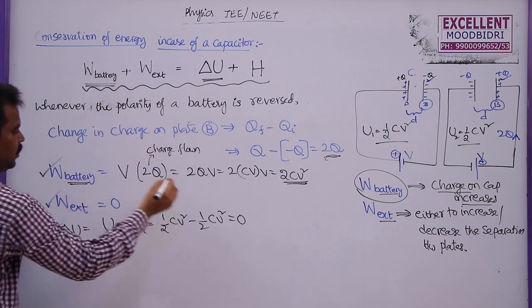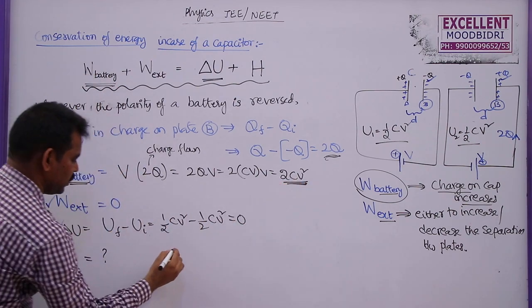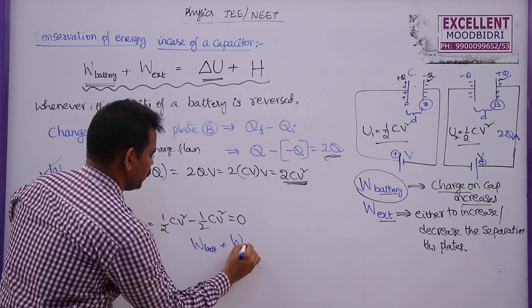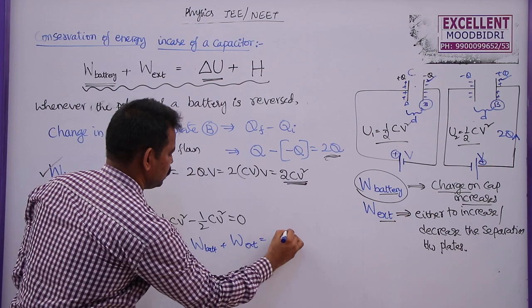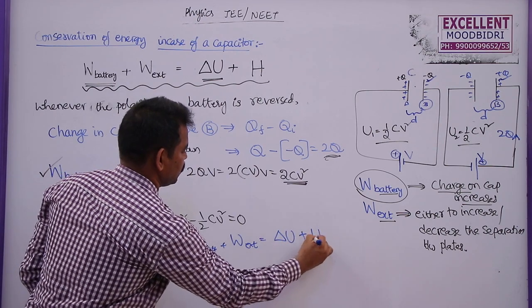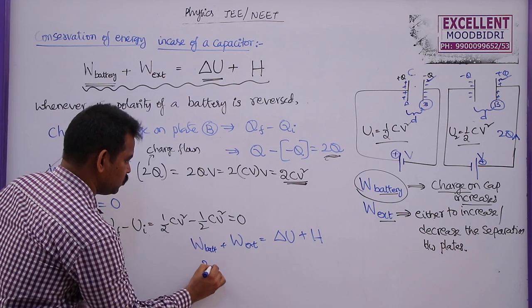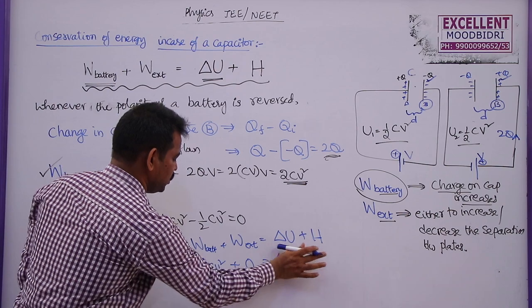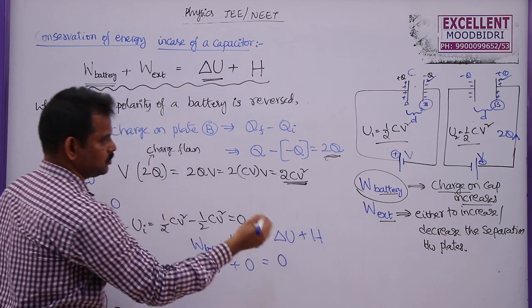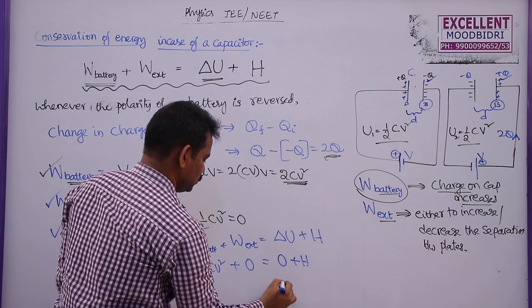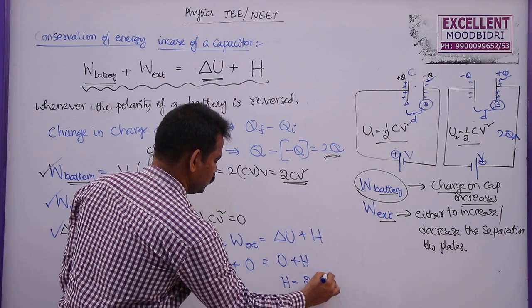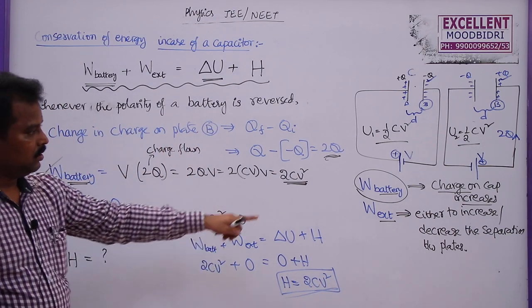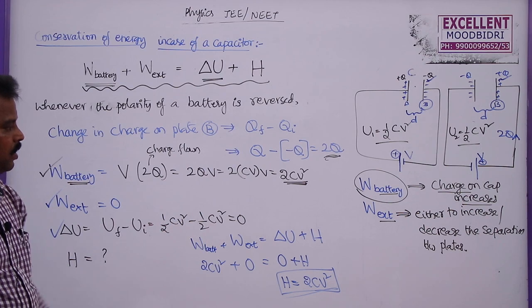Now let me substitute. What is the work done by the battery? 2CV square. So I am going to write here: work done by the battery plus work done by the external force is equal to change in the energy and the heat produced here. This is 2CV square, work done by external force is 0. This is the change in energy stored in the capacitor, in both cases it is 0, plus H. So from this we can write H is equal to 2CV square. This is the heat lost in the wires while changing the polarity of the battery.